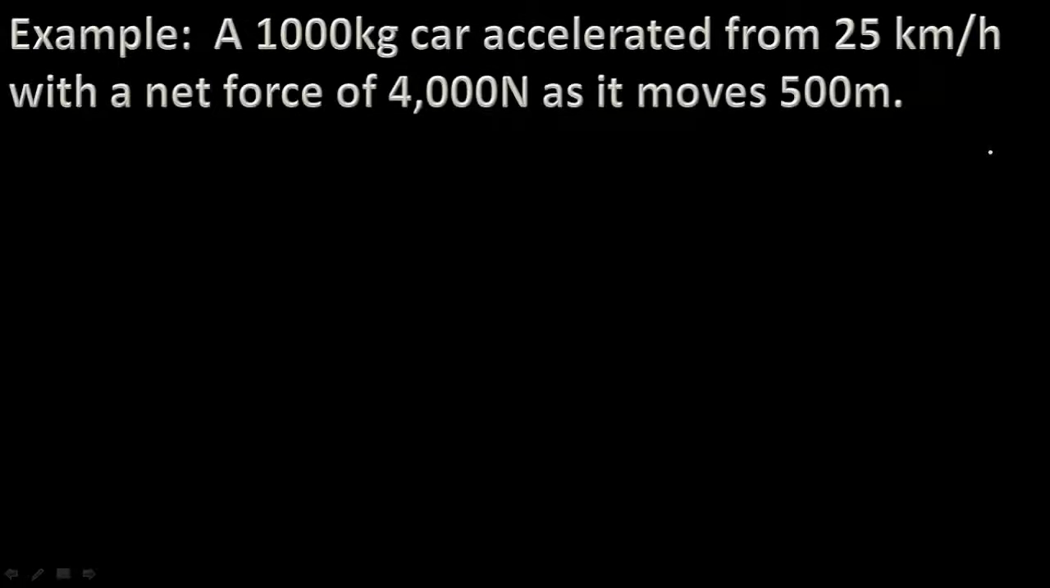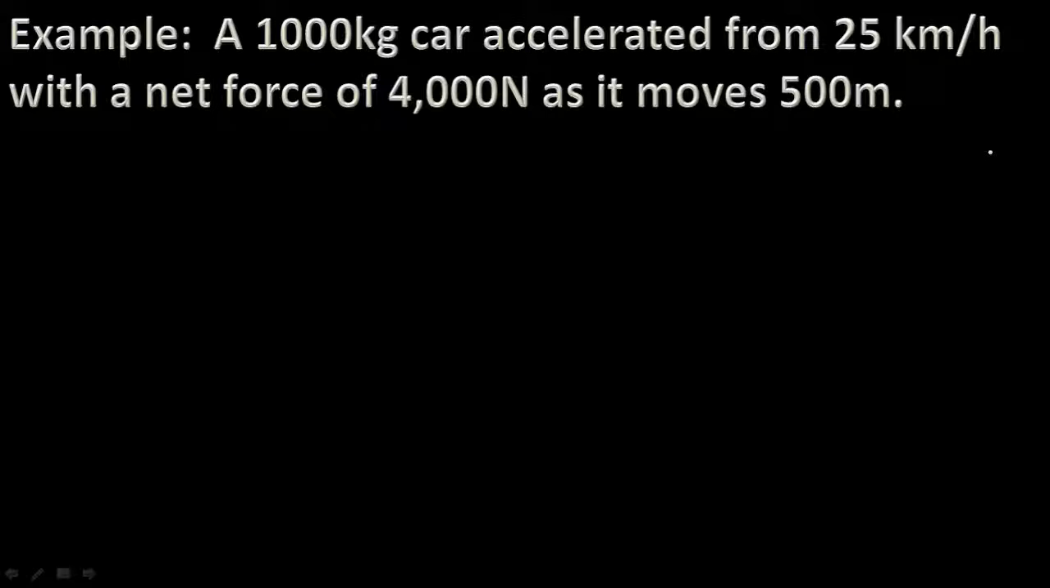Our example involves the movement of a car. A 1,000 kilogram car accelerated from 25 kilometers per hour, that's its initial speed, with a net force of 4,000 newtons as it moves 500 meters. Now, where does that force come in?